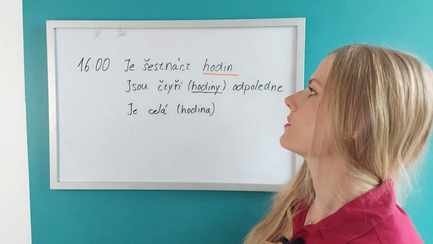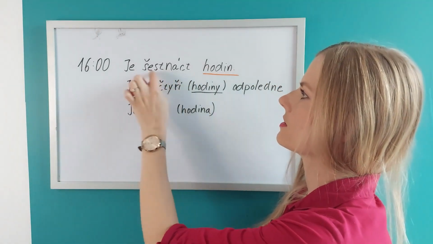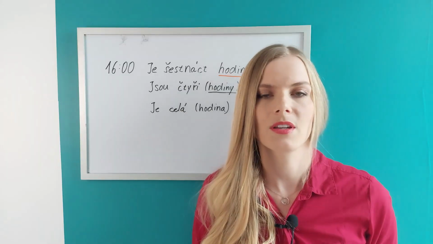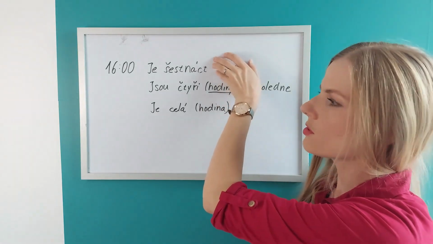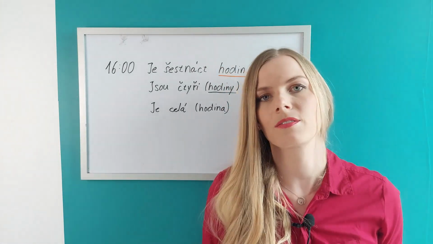If you're a beginner, I would recommend that you learn this phrase, je 16 hodin. You just look at the digital time and you read it as it is. You don't even have to remember hodin, you can just say je 16.